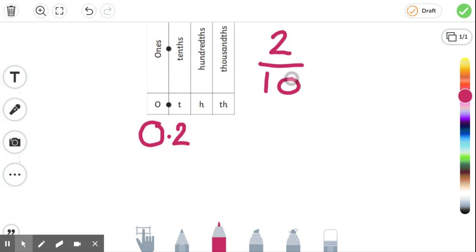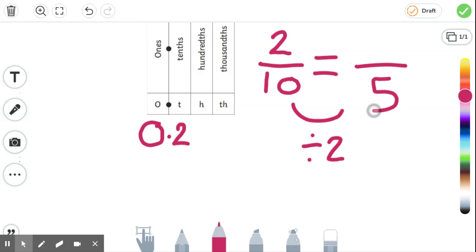Now, that number, if we look at both the numerator and the denominator, you should spot that they can both be divided by the number 2. So our equivalent fraction would be: divide the top and the bottom by the same number. So we're going to divide the bottom by 2, which would be 5, and we're going to divide the top by 2, which would be 1. So 0.2 converts to 2 tenths, which is the same as converting to 1/5.